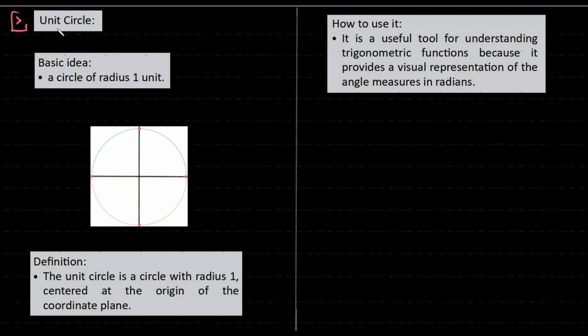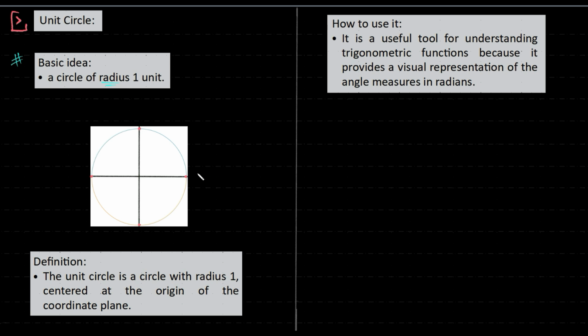Let's start with something called a unit circle. The basic idea of a unit circle is that the radius of the circle is, yes, 1 unit. It can be 1 centimeter, 1 kilometer. It has to be 1 basically.